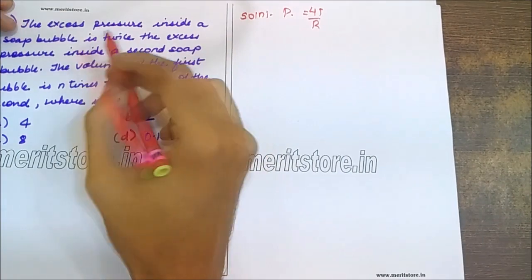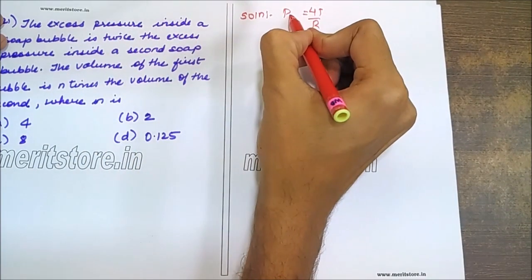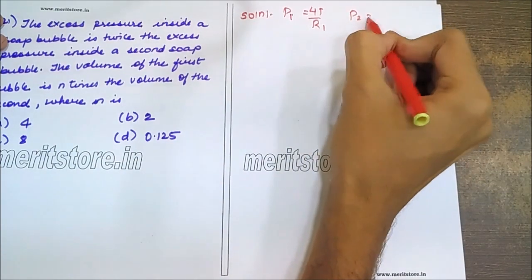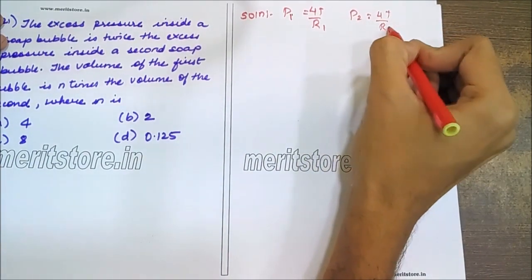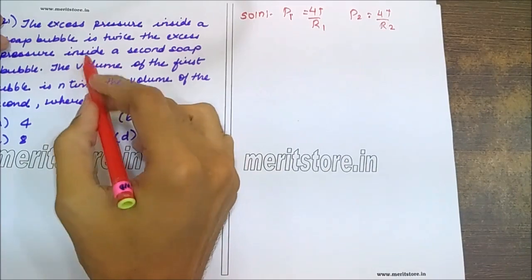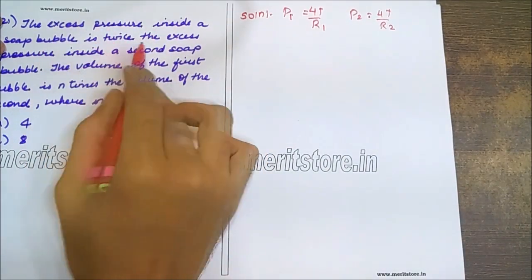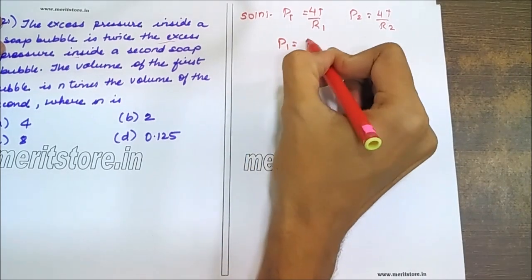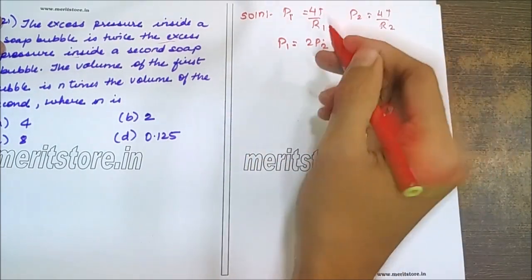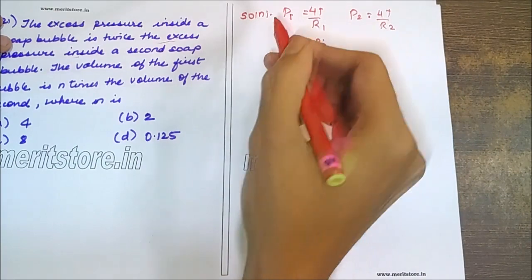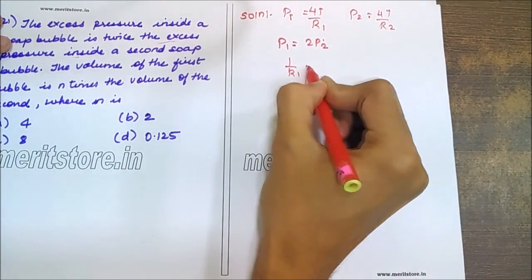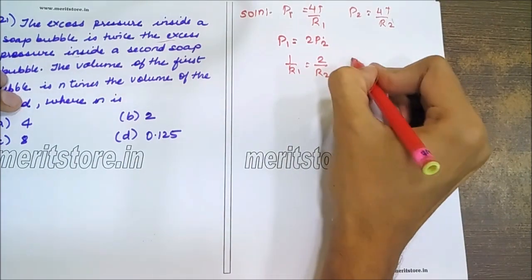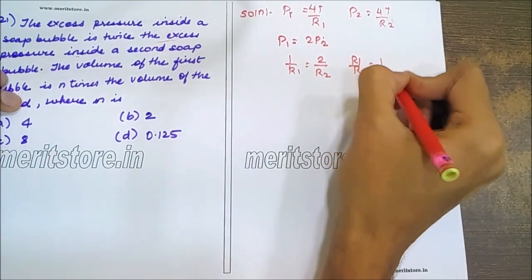Okay, so we have here two soap bubbles. So we have two pressures P1 and P2 and two radii R1 and R2, so the equation becomes 4T upon R2. The excess pressure inside the first soap bubble is twice the excess pressure inside the second soap bubble. So the ratio in terms of R is 1 upon R1 equals 2 times 1 upon R2. So R1 upon R2 will be equal to 1 upon 2.